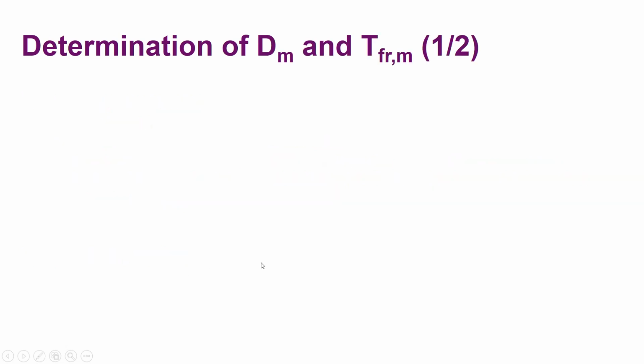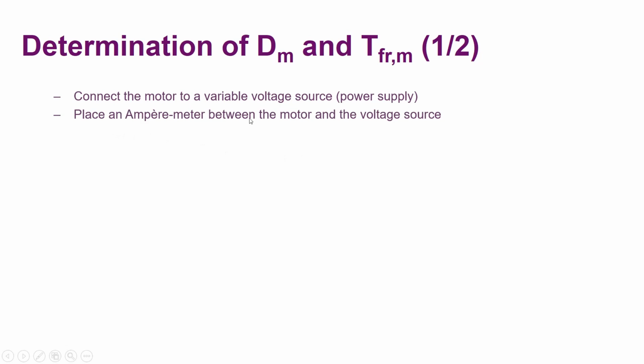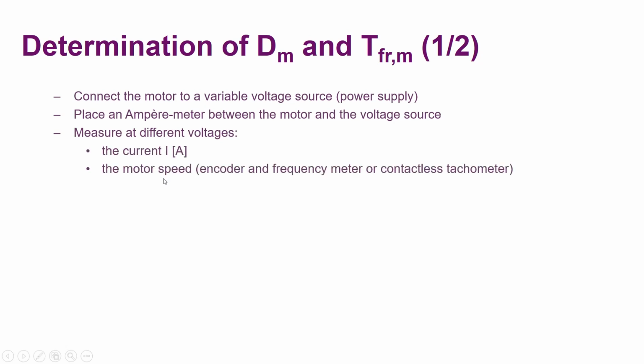Okay, the last two parameters are the damping and the friction of the motor. What we do in this situation is connect the motor to a variable voltage source or power supply, and place an ammeter in between the motor and the voltage source. It could be a standard ammeter. Now we measure at different voltages, it doesn't matter which voltages, the motor current with the ammeter, and we measure the motor speed again by using the encoder data with a frequency meter, or we use a contactless tachometer.